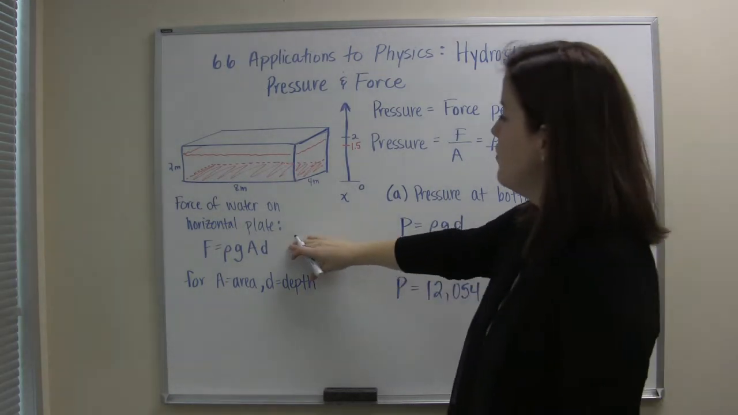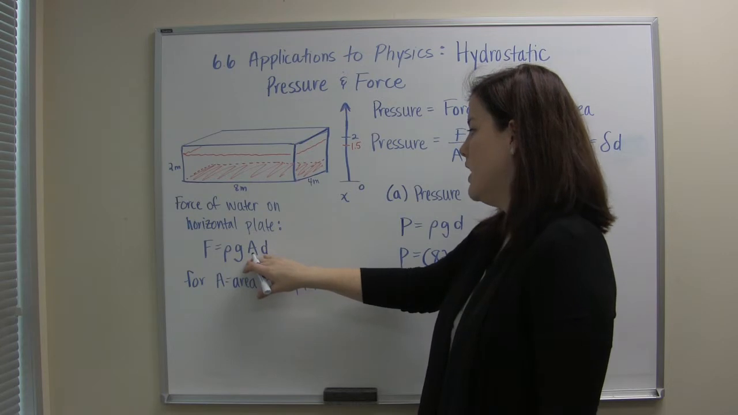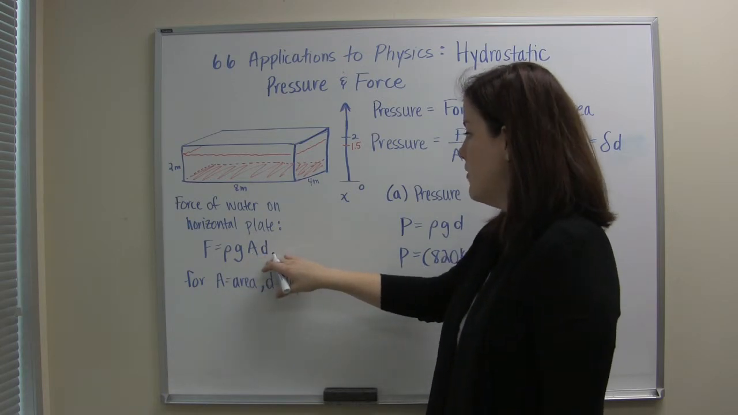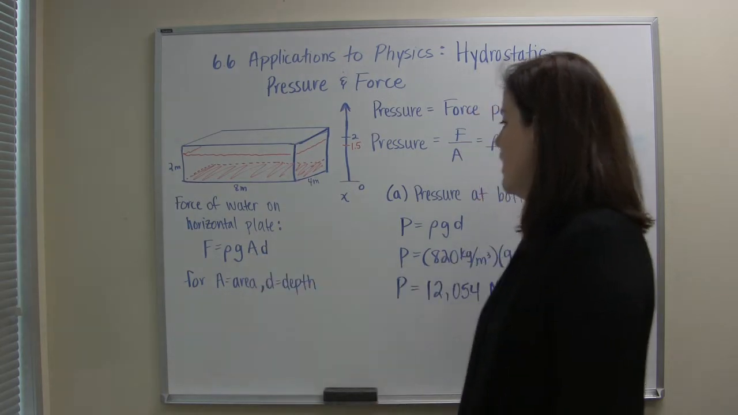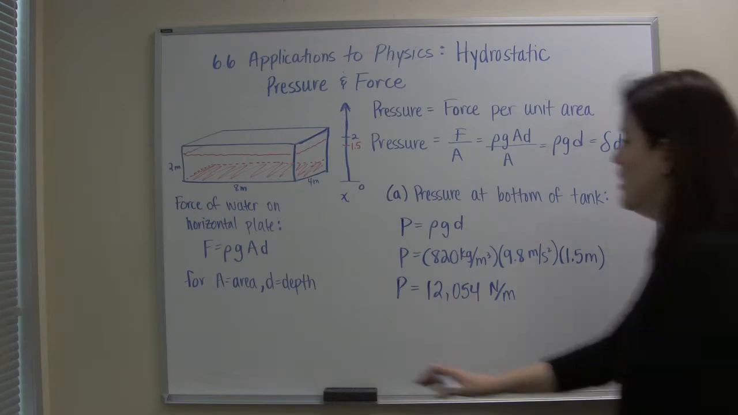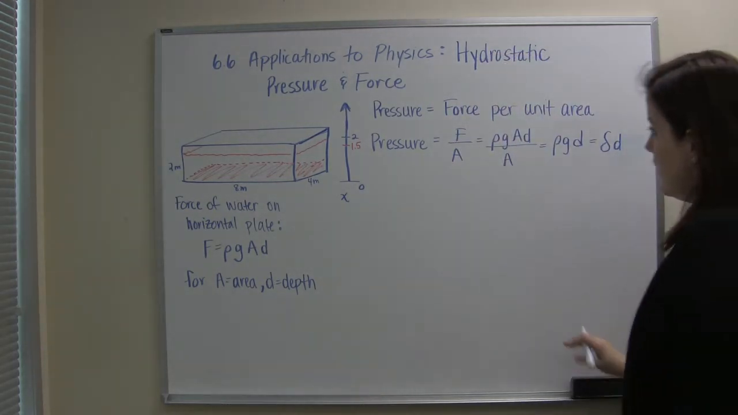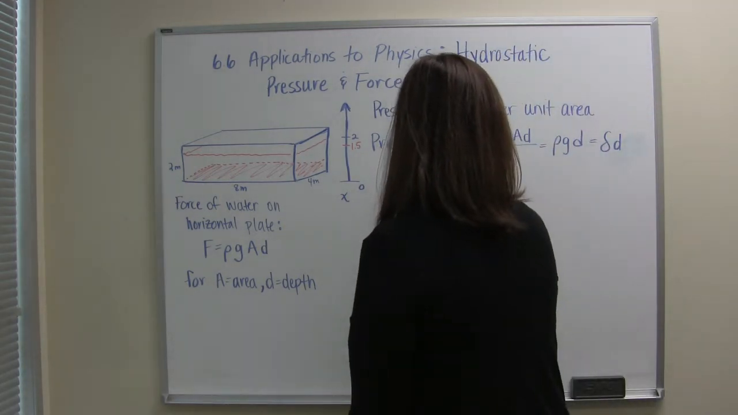So here we have force equals the density times the gravity times the surface area of the plate times the depth of the plate in the liquid. A is the area of the plate, and D is the depth. So again, nothing is changing here. Our plate is not varying, so we should be able, in part B, to calculate kind of easily the force at the bottom.